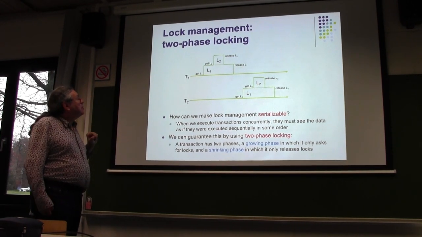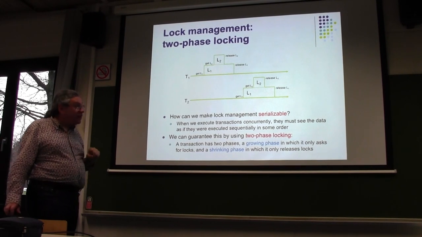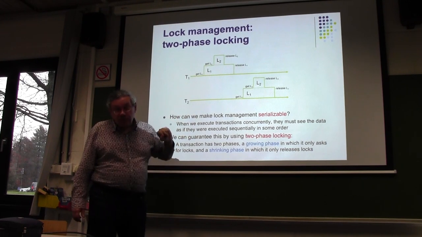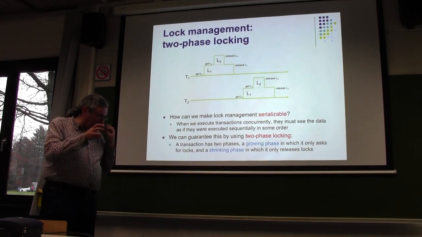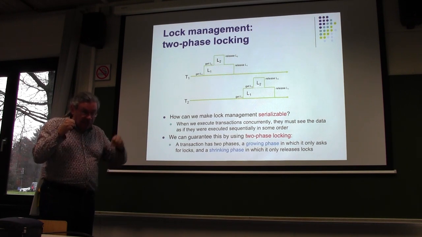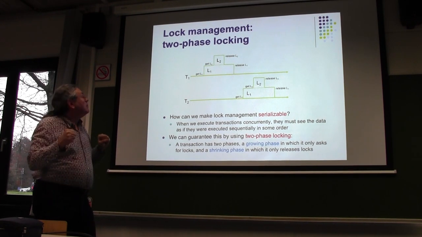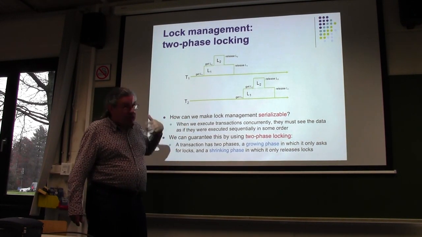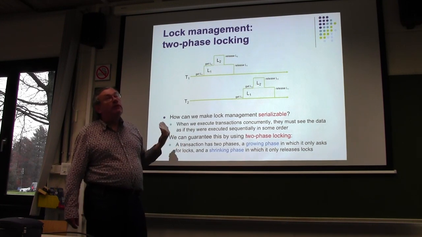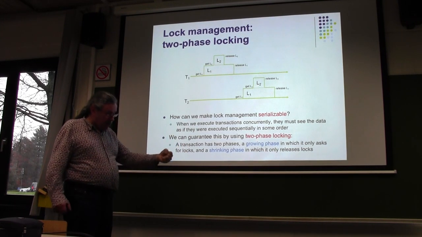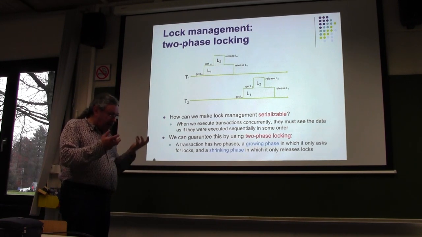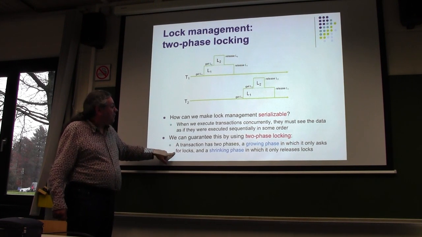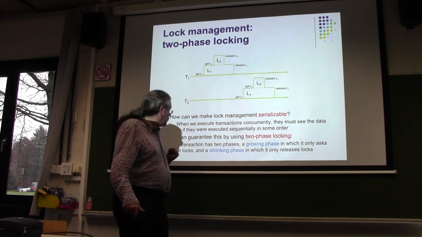And the technique that's usually used for this is called two-phase locking, which means that basically a transaction will not do like in the previous one, where it gets a lock and then releases and then gets another lock, because that leaves this gap. The transaction will only get locks to do its work, and when the work is done, it will release locks. So it's basically getting locks to do its work, and then when the work is done, it's releasing them. That means the transaction has two phases, and this is called the growing phase and the shrinking phase.